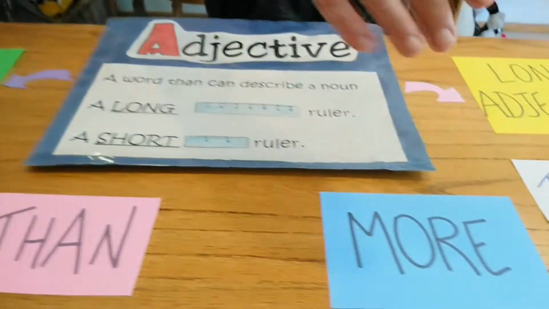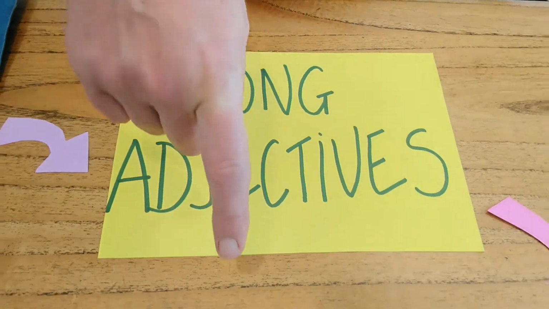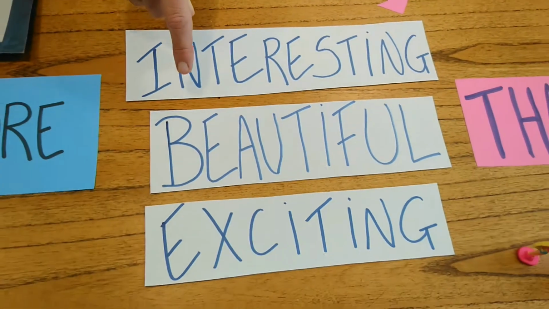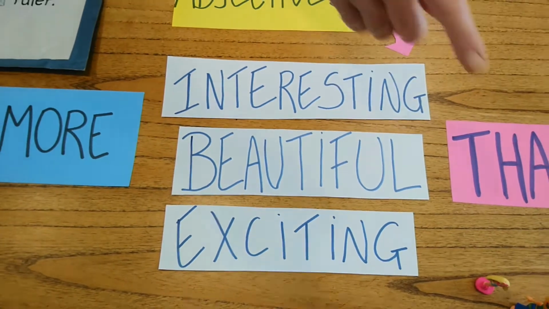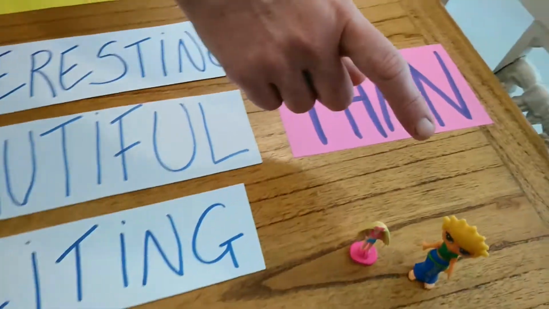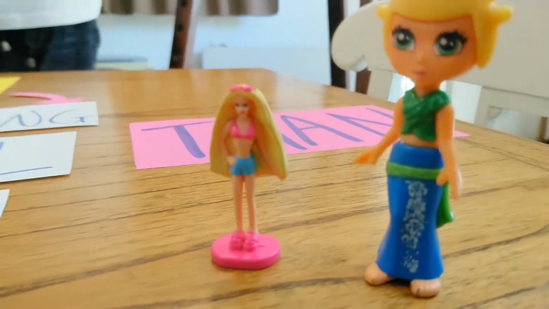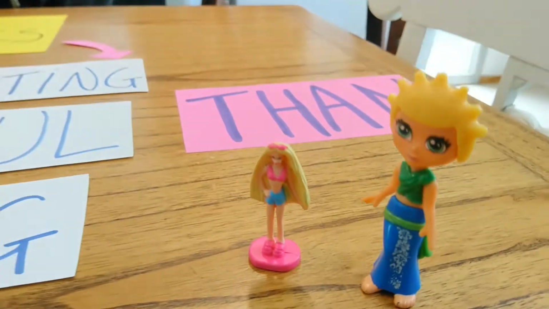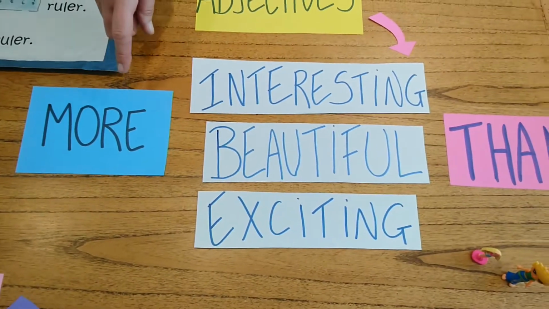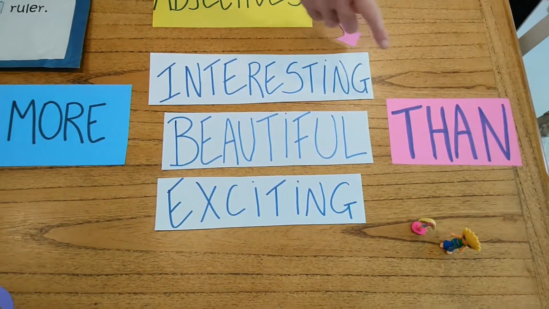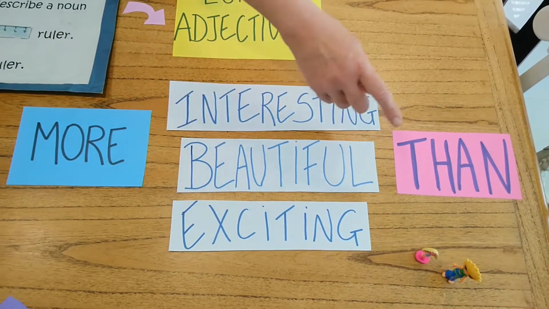Come over here. You also have long adjectives. For example, interesting, beautiful, exciting, etc. When you want to compare two people, two objects, two things, with a long adjective, you use more than. For example, more interesting than, more beautiful than, more exciting than.